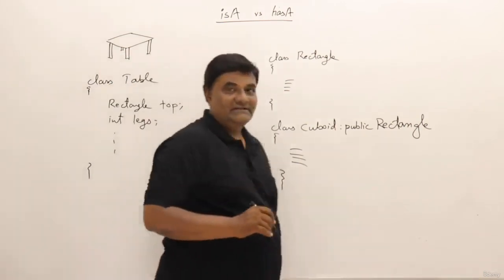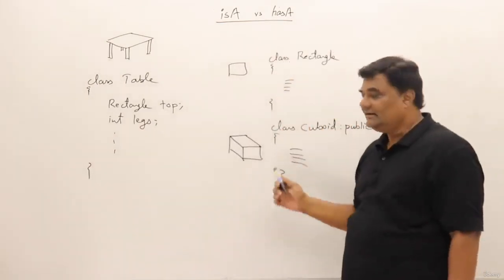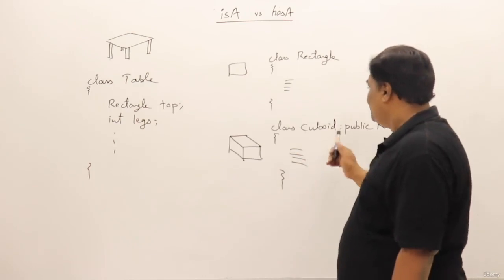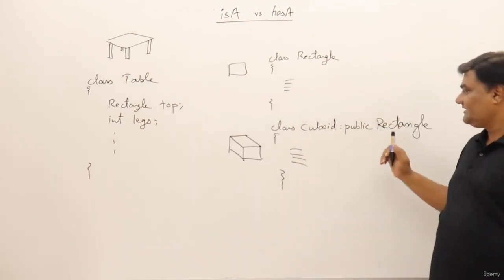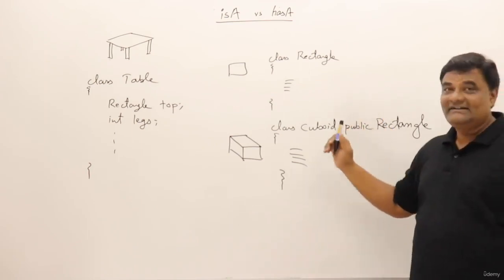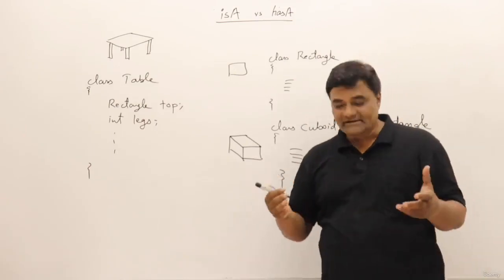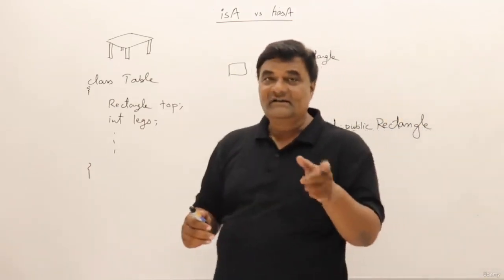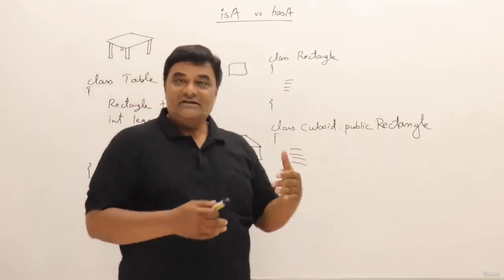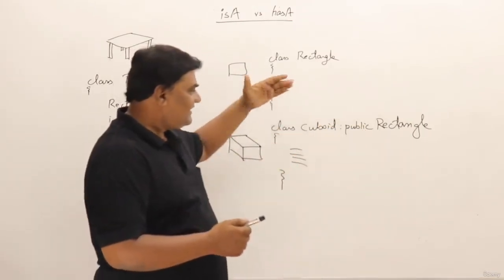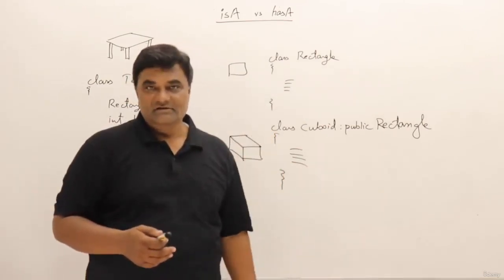Now see this interesting thing. I have a class called rectangle and I have a class called cuboid, which is inheriting from rectangle. So can I say cuboid is a rectangle? Yes, cuboid is a rectangle. So the relationship between rectangle class and cuboid class is an is-a relationship.